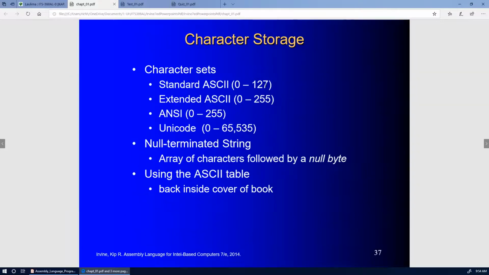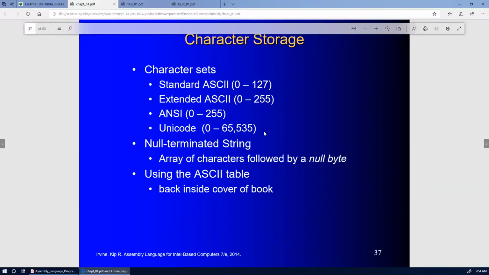And this is converting, this is when it's representing characters, where you have bytes representing characters. And there's different character sets. There's regular ASCII, extended ASCII, all the way up to 255. And see, Unicode is 2 bytes. That's why 0 to 65,535. Yeah, that's 2 to the 16th minus 1.